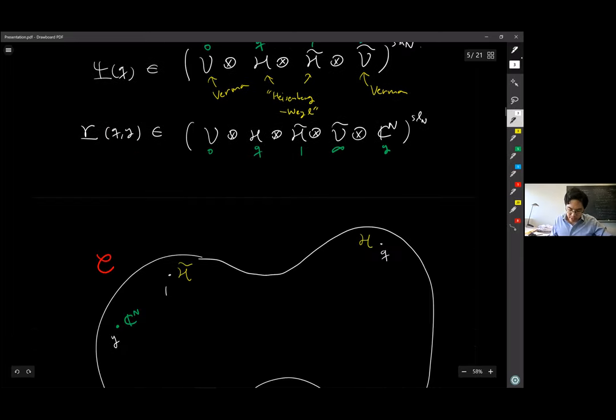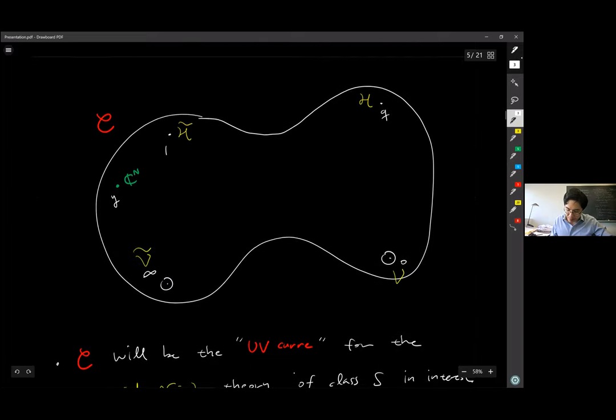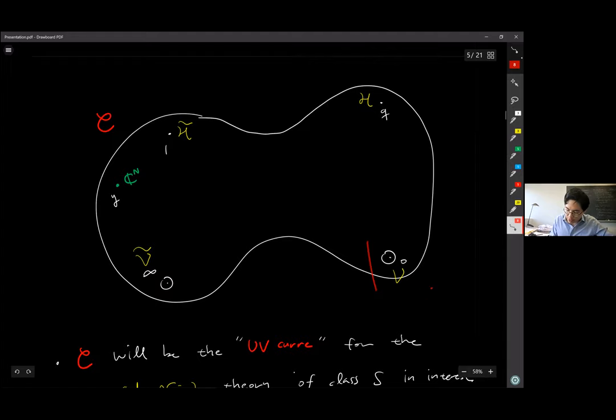So let me visualize this Riemann sphere. Here, I drew double circles, which represent Verma modules. Here I have two dots at q and one. They are Heisenberg modules. And I have the fifth representation, C^N, located at y. So if I'm talking about the 4-point case, this is absent. If I'm talking about the 5-point case, it's here.